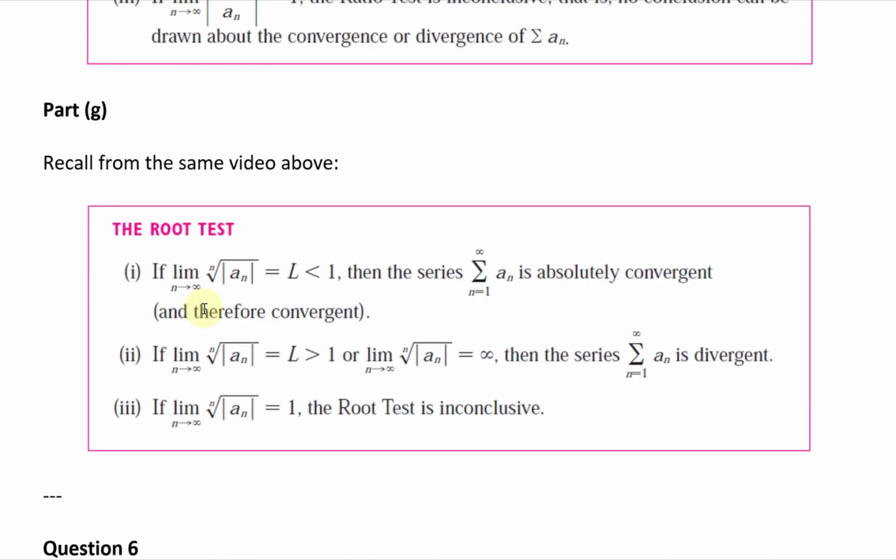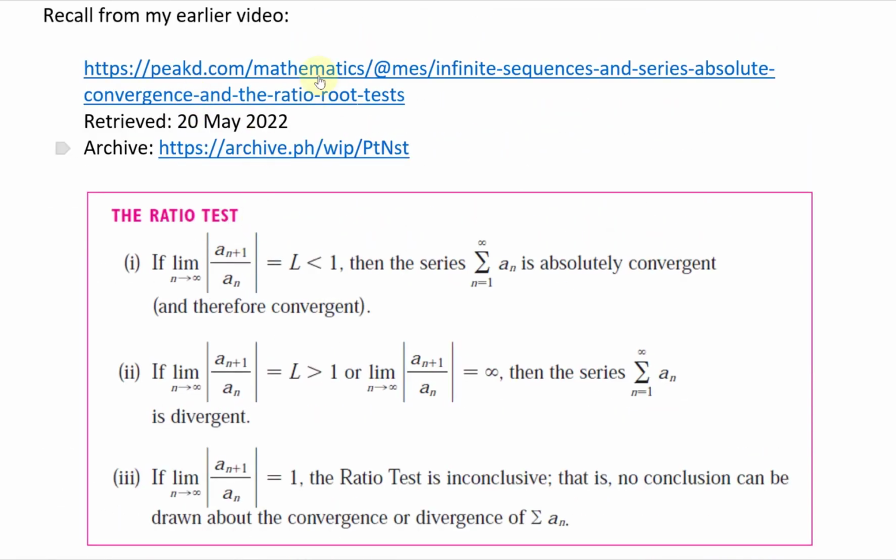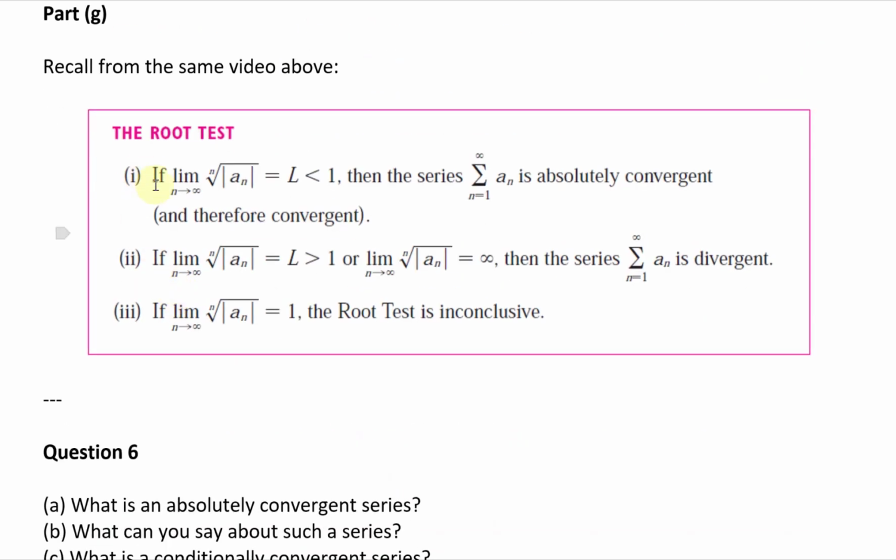Part G is the root test. So recall from the same video above, this link right there. The root test: if the limit as n approaches infinity of the nth root of the absolute value of a_n is equal to L, and that's less than 1, then the series, the summation from n equals 1 to infinity of a_n is absolutely convergent and therefore convergent.